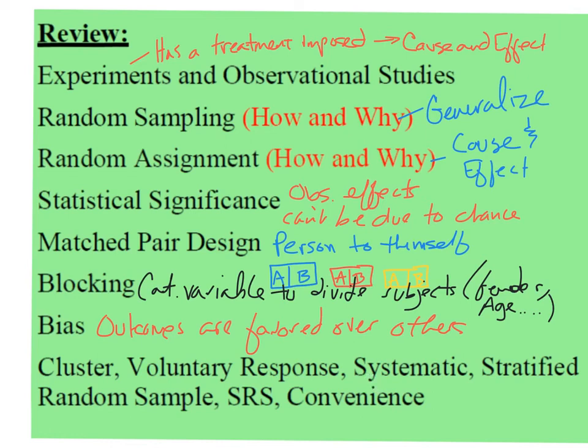A systematic sample. This is one where you create some kind of system in your head. You say, well, I'm going to stand outside. I'm going to ask every fifth person that walks by me. You have a system, and you're not asking everybody. You're not being biased. You have a system.